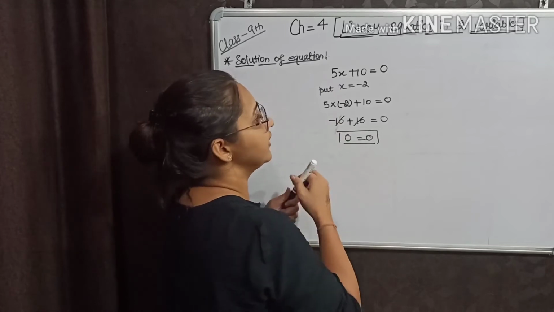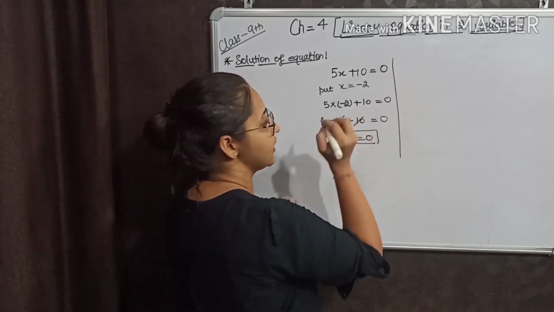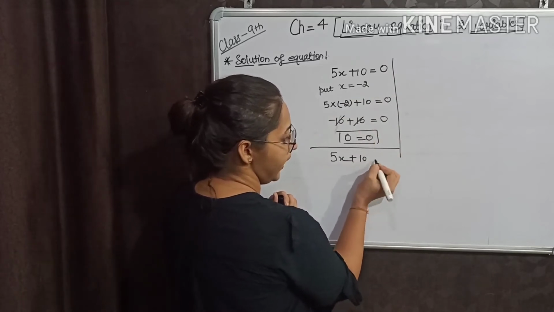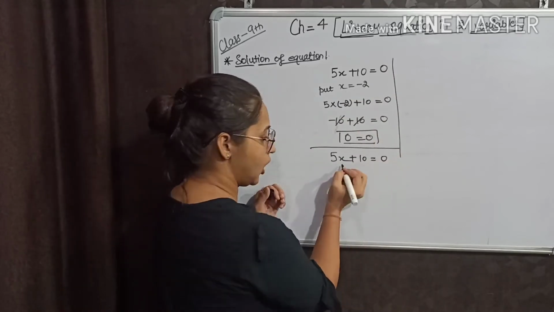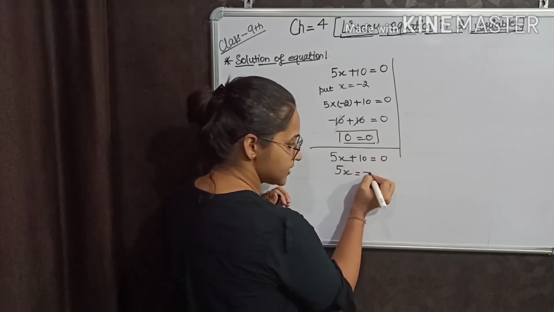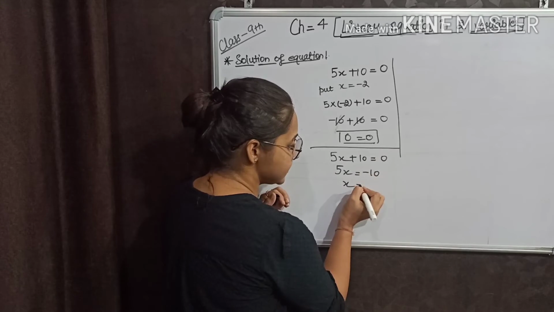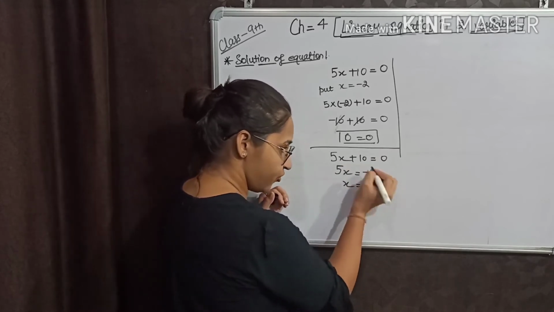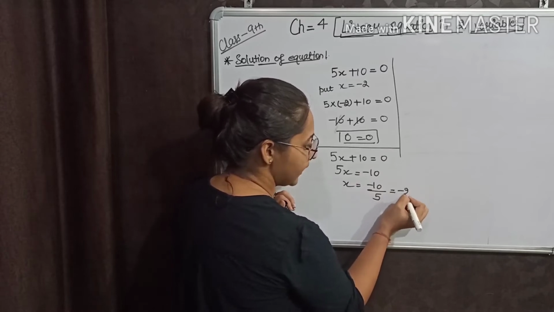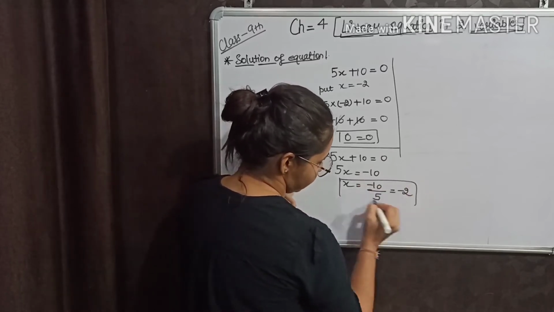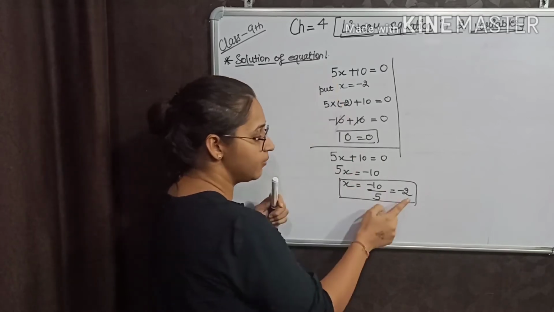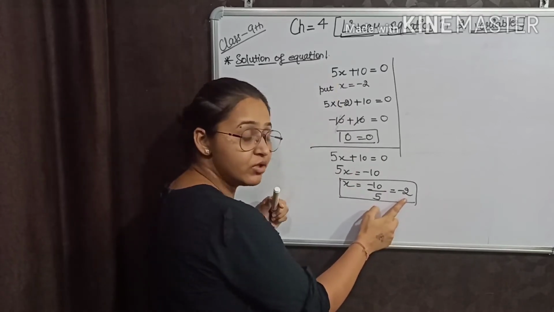Or you can find the solution of the equation 5x plus 10 is equal to 0 this way, where you have to find the value of x. How will you find? 5x is equal to, now this 10 will go to that side with minus sign. So 5x is equal to minus 10, and this 5 will go to that side with division. So it will give you minus 2. So the solution for a linear equation in one variable is this, x is equal to minus 2.